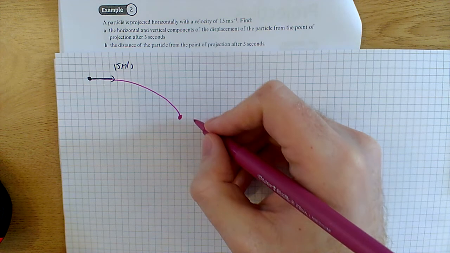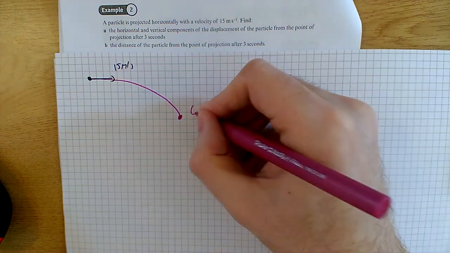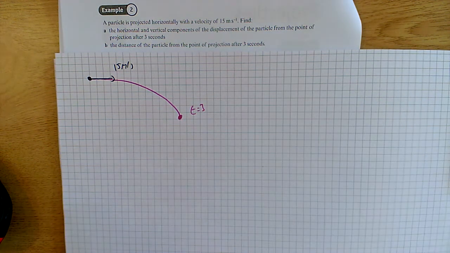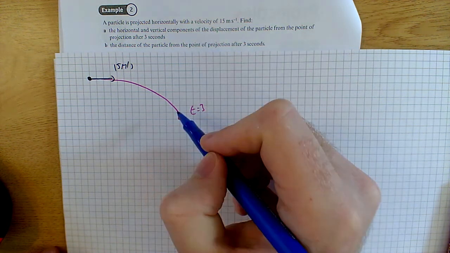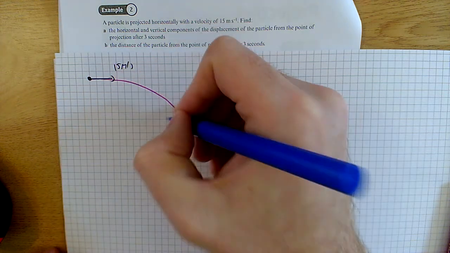Okay, and this is up to a point where t equals 3 seconds. Part A asks us to find the horizontal and vertical components of displacement. Right, what on earth does that mean? That means the horizontal component is how far across it's travelled and the vertical is how far down.